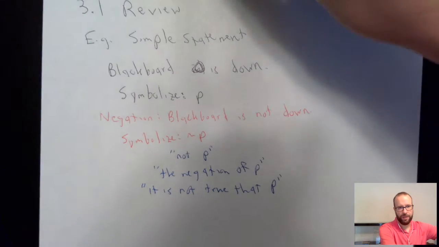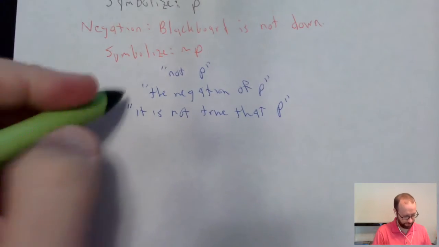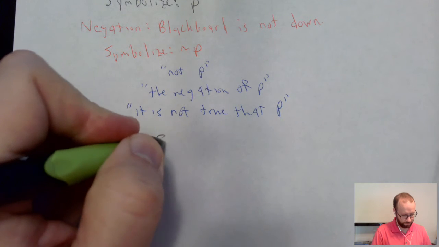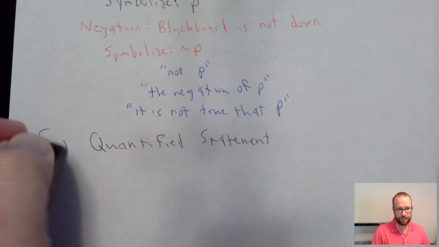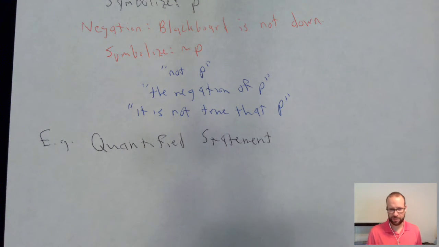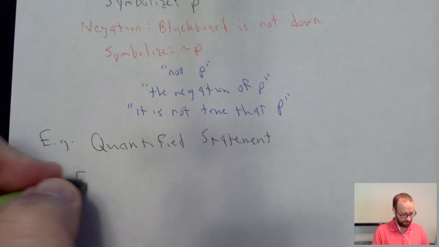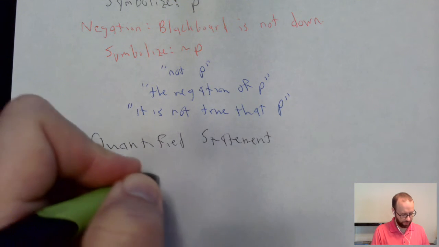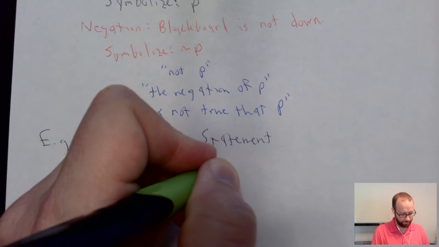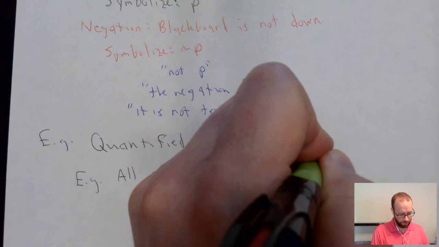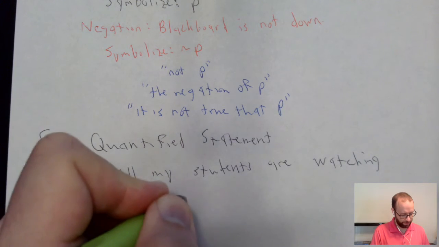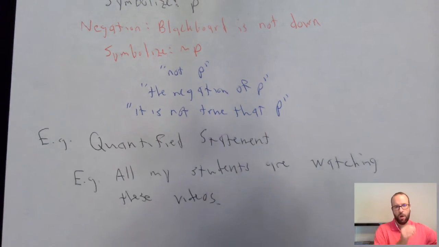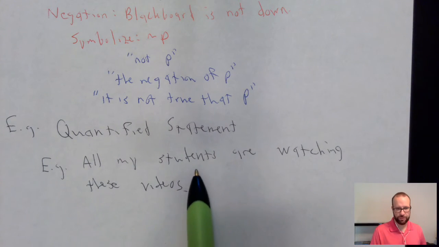The other big thing we talked about last time was quantified statements. Remember, those were statements that started with things like all or no, or talked about some of something. So an example of a quantified statement would be "All my students are watching these videos." Okay, all my students are watching these videos. That's a quantified statement because we've got the all modifying students here.